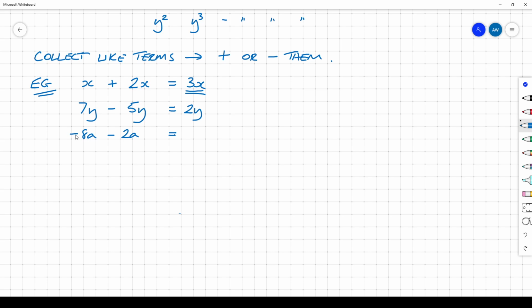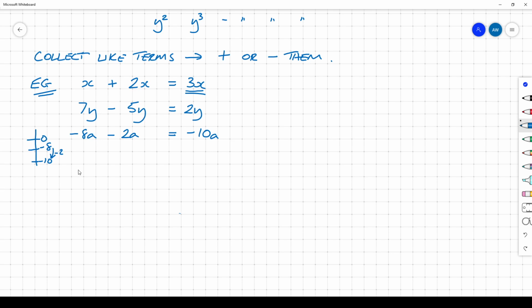All we're looking at is minus 8 minus 2. Remember, on your number line, if you're on minus 8 and you take away 2, you're going to go down to minus 10. So this is minus 10, and then don't forget to pop the a on the end. Alright, so minus 8a minus 2a, you just do minus 8 minus 2 and put the a back on.